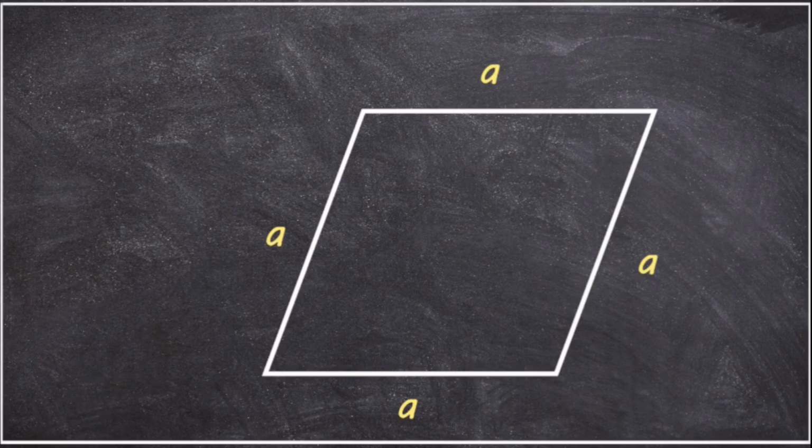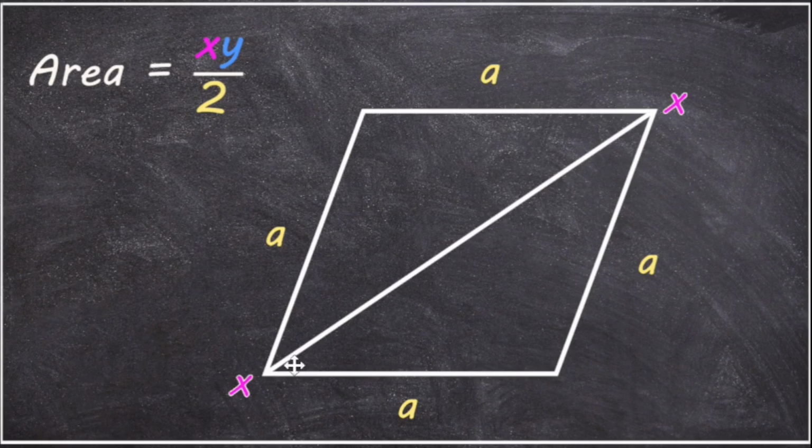This is a rhombus, and as you know, a rhombus is a parallelogram where all four sides are of equal length. We're here to prove that the area of a rhombus can be given by half the product of the diagonals. The formula looks like this: area equals x times y divided by 2, where one of the diagonals is x and the other diagonal is y.